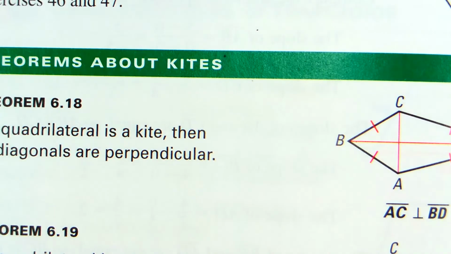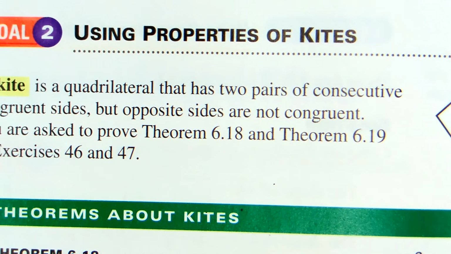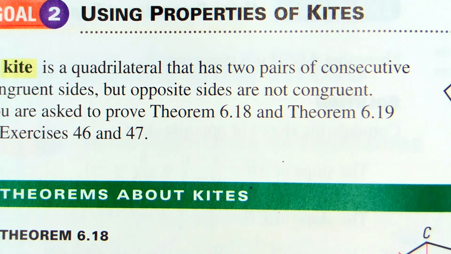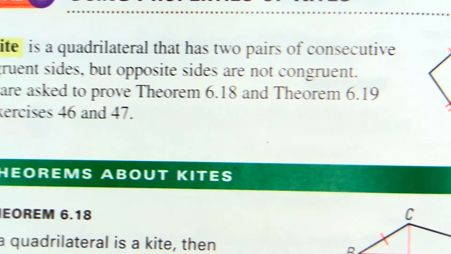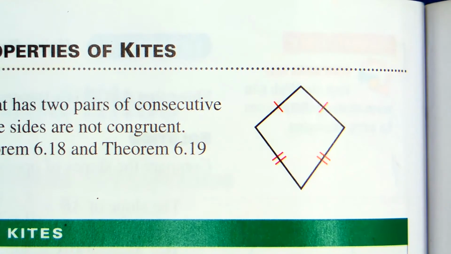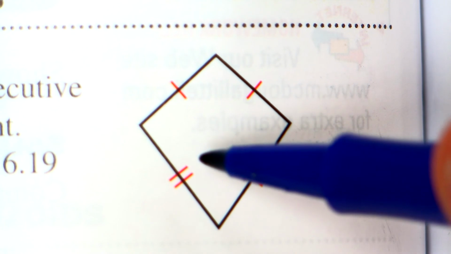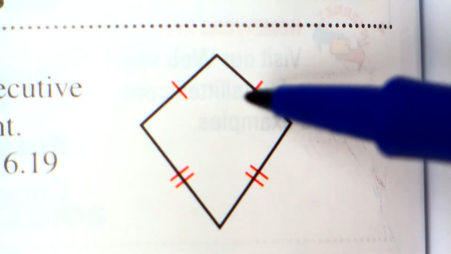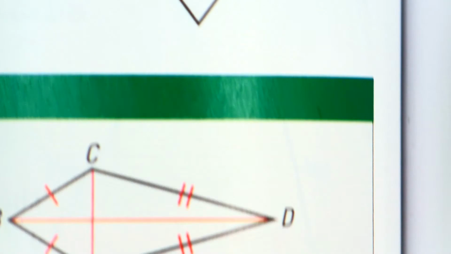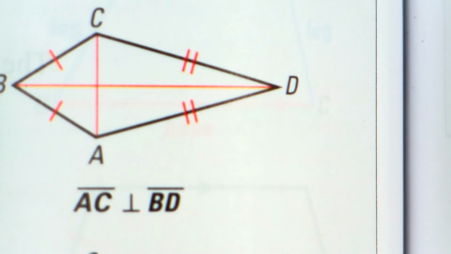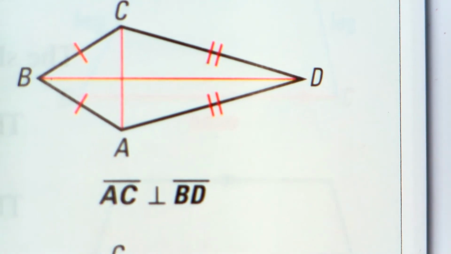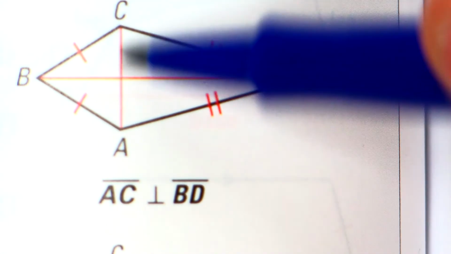Now, the last special polygon that we're going to look at is a kite. A kite is a quadrilateral that has two pairs of consecutive sides congruent, as seen in this figure here, where it's not the opposite sides that are congruent like most polygons, such as parallelograms, but the consecutive sides. All right. So if a quadrilateral is a kite, then the diagonals are perpendicular.